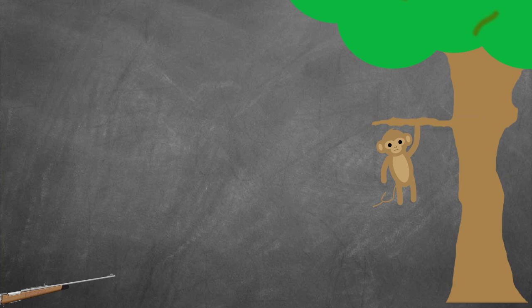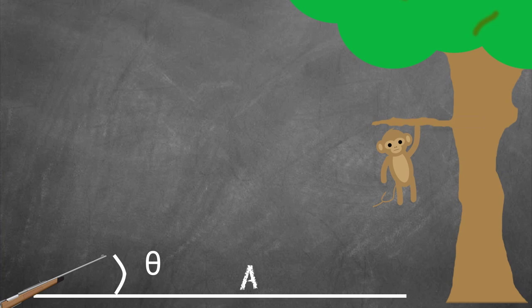In this drawing, we have the monkey on a tree and a gun on the ground a bit away from the base of the tree. It's tilted upward at an angle, theta. The distance from the gun to the base of the tree will be known as A, and the distance the monkey has to drop will be known as B. This creates a pretty neat triangle that we'll use later.